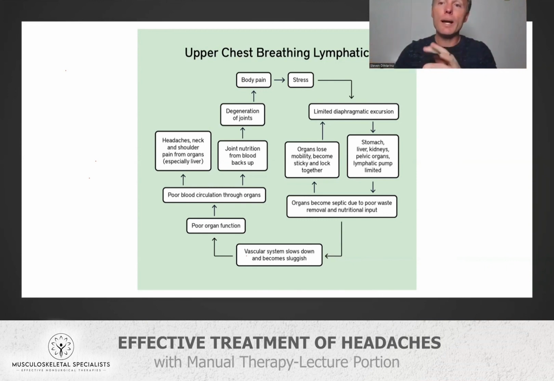And so when you rehab breathing pattern disorders, people do get sick. They get nauseous.